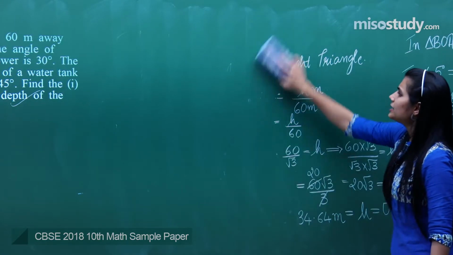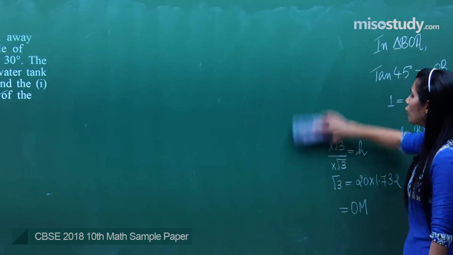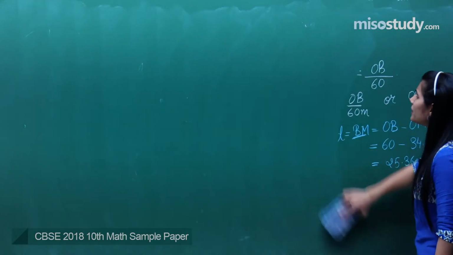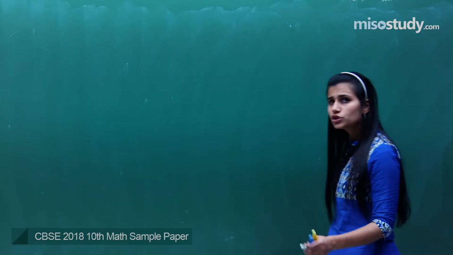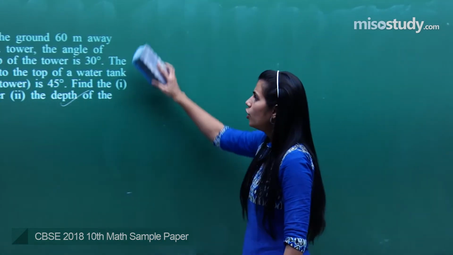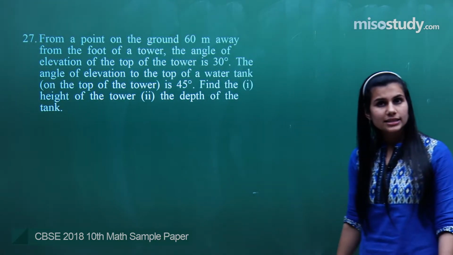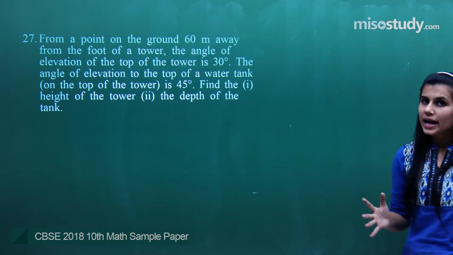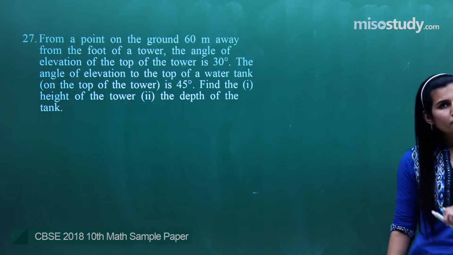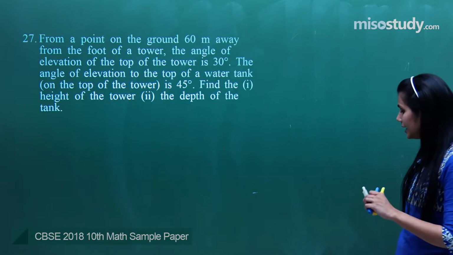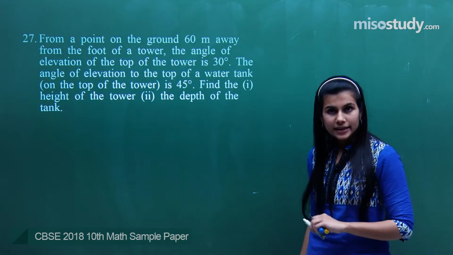Because until and unless you draw the diagram, you won't be able to understand that trigonometry is coming into picture and helping you get the solution of this particular question. Only when you draw the diagram, you see that there are right angle triangles coming in picture and therefore helping you get the solution of this question. Let's now proceed to the next question.